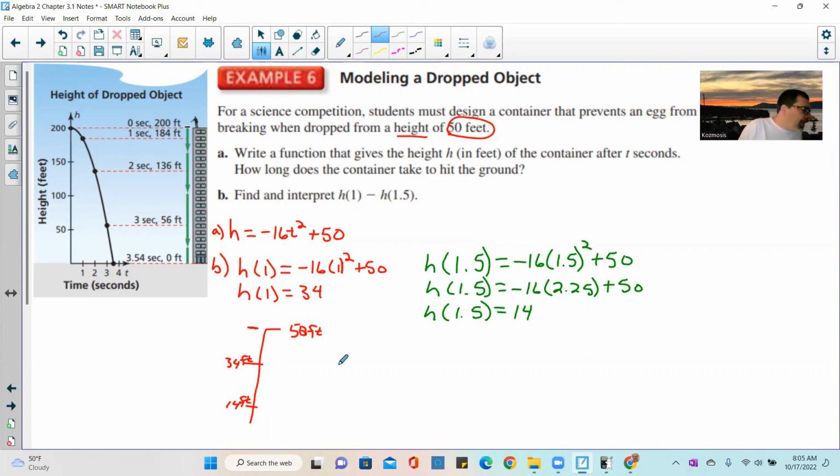So what that means is, in that half second, if we subtract these two, we get 20 feet. So it dropped 16 feet in the first second, and then it dropped 20 feet in a half second after that. So we can determine that this thing is falling at a faster rate as it keeps going.